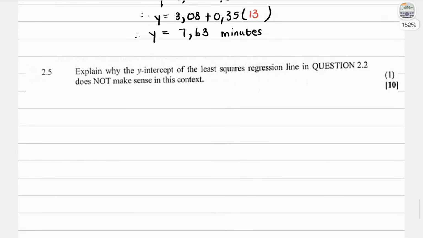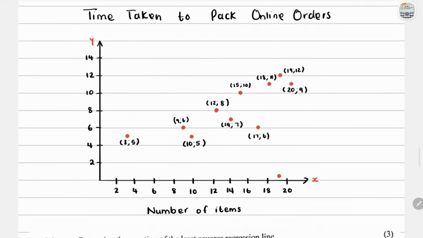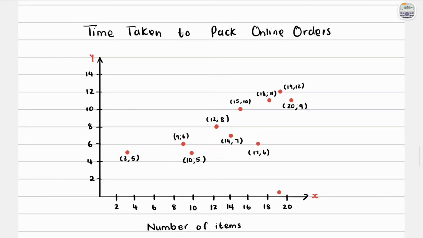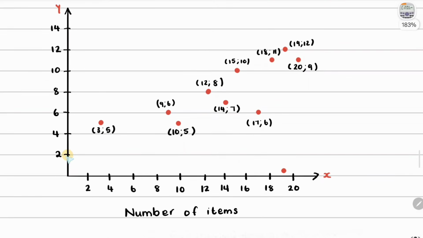The next question, and the last question for question 2, says, explain why the y-intercept of the least squares regression line in question 2.2 does not make sense in this context. Okay, so in statistics, values mean certain things depending on the context. So the question here is, why does a y-intercept not make sense? Let's think about that. A y-intercept is a point that intersects the what axis? The y-axis. So let's say we had a y-intercept like somewhere over here. Why would this value not make any sense?